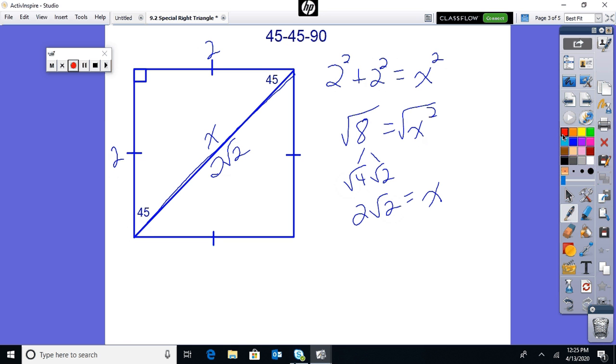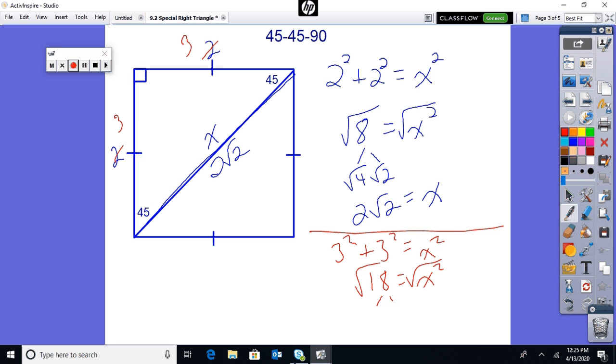Well, let's change it up. What if I make it a 3? Let's say this 2 is now a 3. So that puts a 3 over here. So let's see what happens here. 3 squared plus 3 squared equals x squared. 9 and 9, 18 equals x squared. Square root both sides, bust this up. Root 9, root 2. So that is 3 roots of 2. So if it's 3, it's 3 roots of 2.